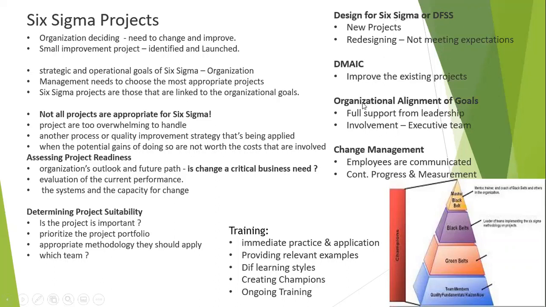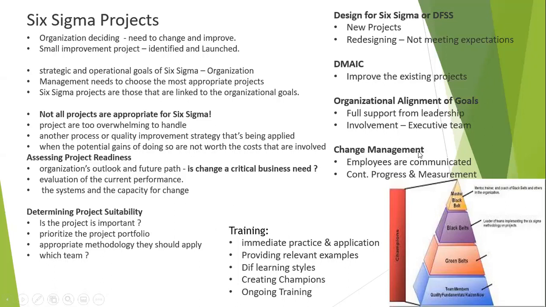The next one is organizational alignment of goals. When your Six Sigma project is aligned with the organizational goal, you will definitely get support from your management. And whenever you are doing any Six Sigma project, it is better to involve your executive team, your top management. Tell them what you're going to do. That will give you better credit, and they can see and visualize what you're going to improve if they are interested.